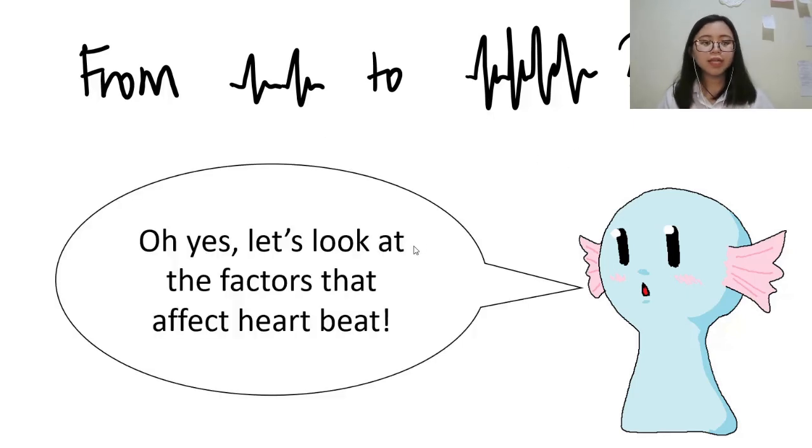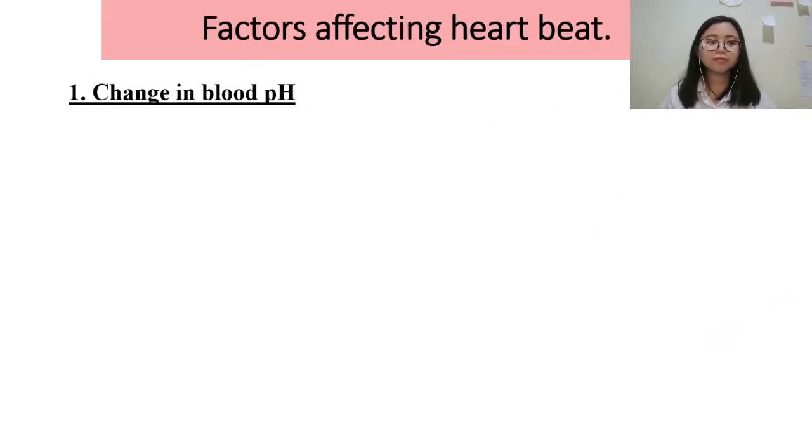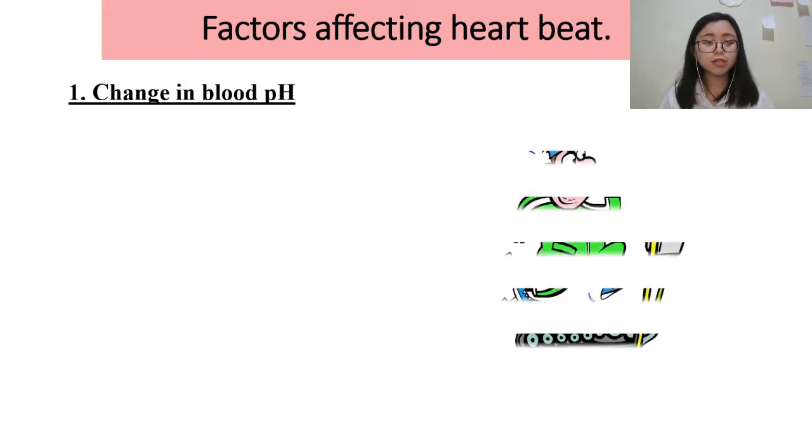Well, let us look at the two factors that we know about that will affect the heartbeat. The two factors that you will learn about is change in blood pH, and another one is temperature. So let us look at the first factor that affects heartbeat. This first factor is change in blood pH. I think you know from last chapter why change in blood pH matters.